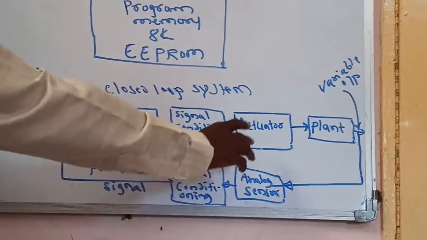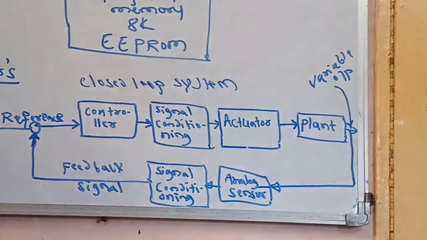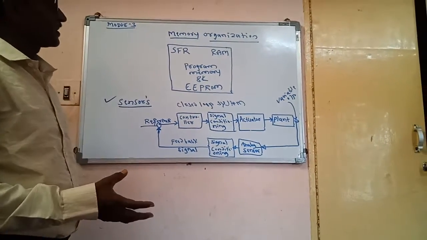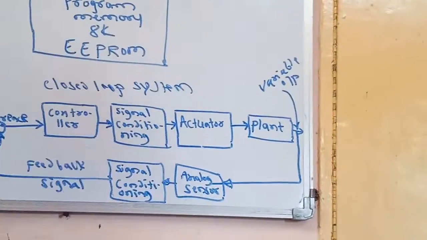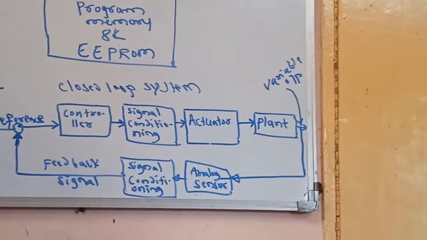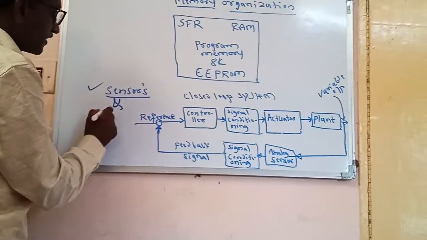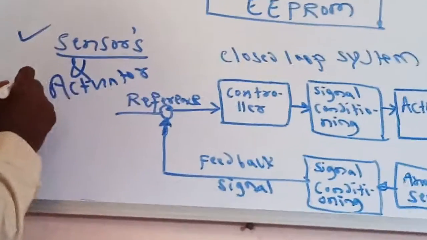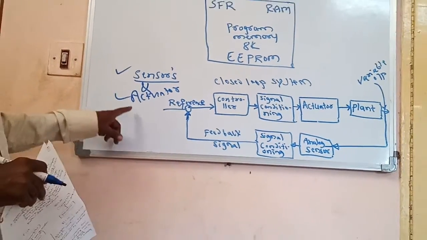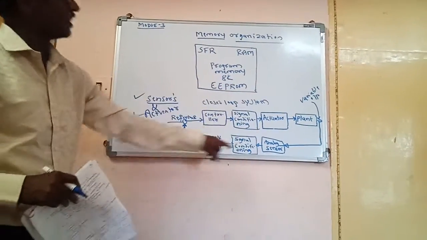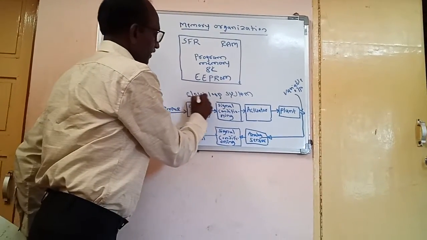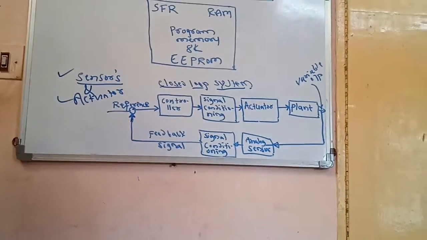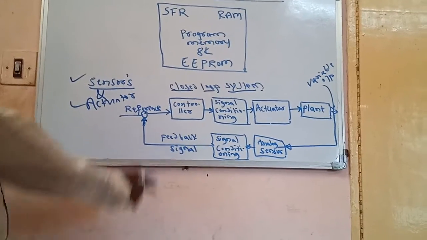What is the major function of an actuator? The actuator's major function is to control the output information. Sensors and actuators both come into the picture. First we concentrate on sensors, after that on actuators. Take the case of a closed loop system. You can take any production industry. In a closed loop system, take the reference input voltage.